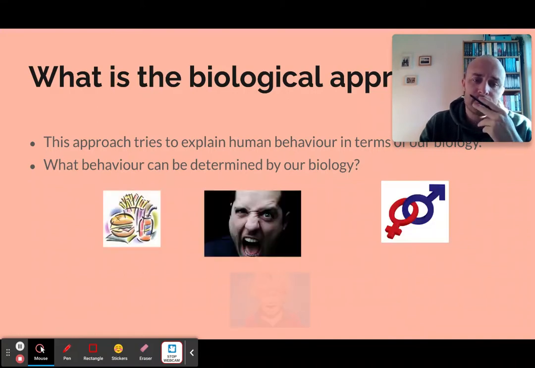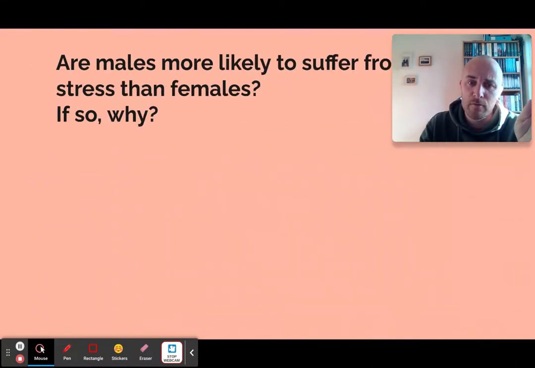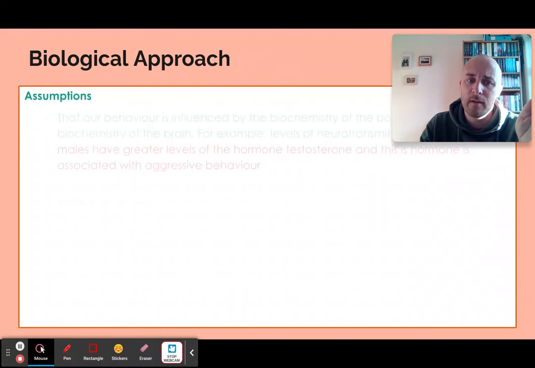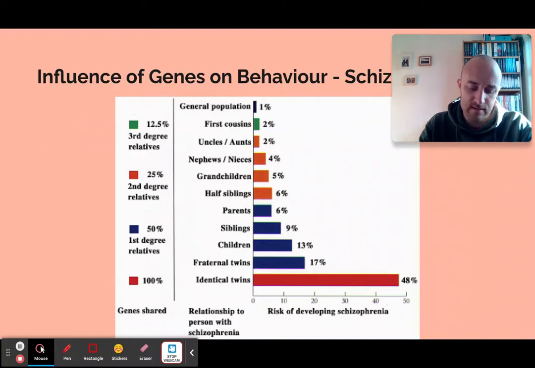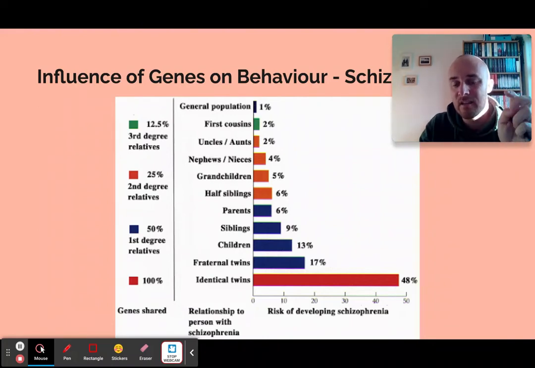So there's a couple of slides here. I'm not going to go through in too much detail. I don't really feel like I need to go through these, etc., etc. But this is a good example. This is a good example about the effect of biology. This is the effect of genes on schizophrenia.